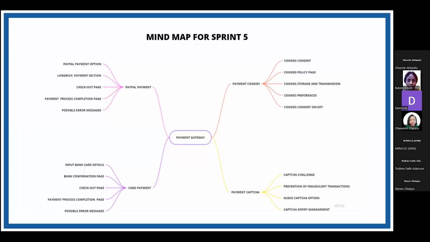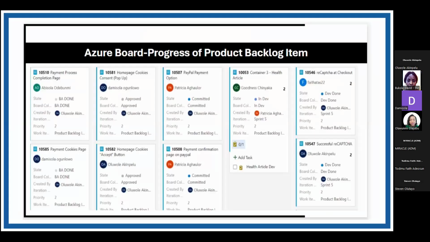Next slide. This is the mind map for Sprint 5, showing the different features within the Epic, within the payment gateway: PayPal, payment cookies, card payments, and payment recapture. Next slide. This is a screenshot of our Azure board, showing the progress of the PBIs.